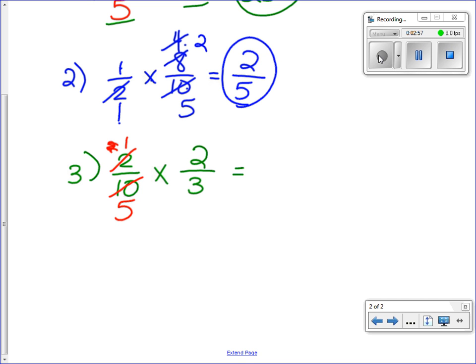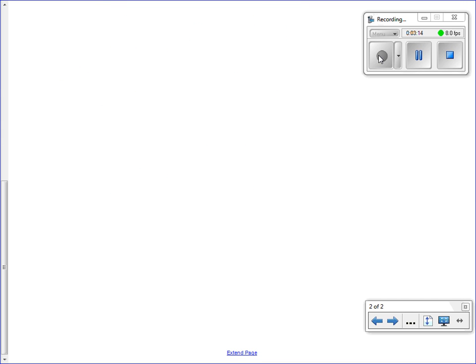I have a 2 over here, but underneath I have 3 and 5 as denominators. So there's nothing else that can cancel. 1 times 2 is 2. 5 times 3 is 15. And that would be our simplest form. For the next 3 problems, I'm going to be looking at your dividing fractions worksheet.